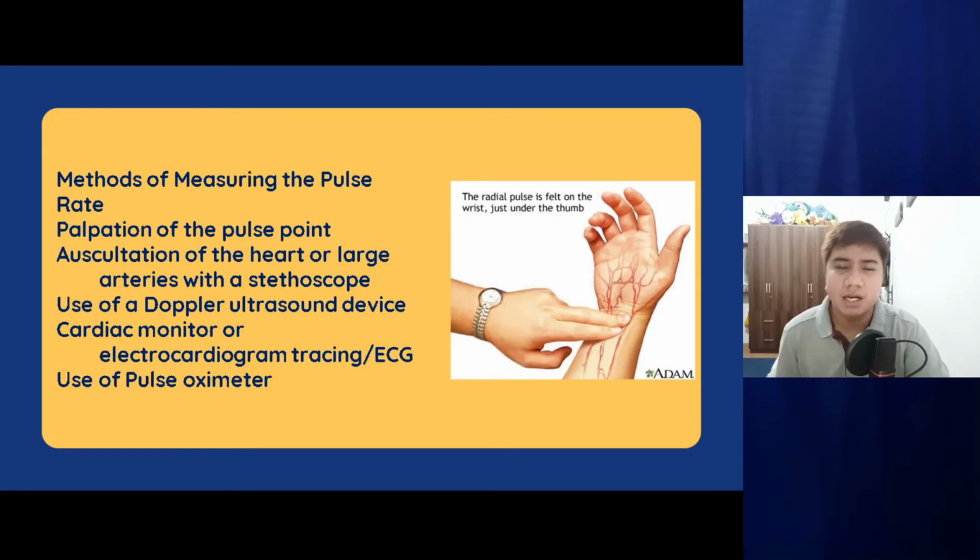So, how do we check the pulse? Of course, we can use the simplest one, which is the palpation of the pulse points. We can also use your stethoscope if we have one. In hospitals, sometimes they use the Doppler ultrasound device, your ECG or cardiac monitor, and your pulse oximeter. But here we will only do palpation, we will only touch the pulse points. Okay?